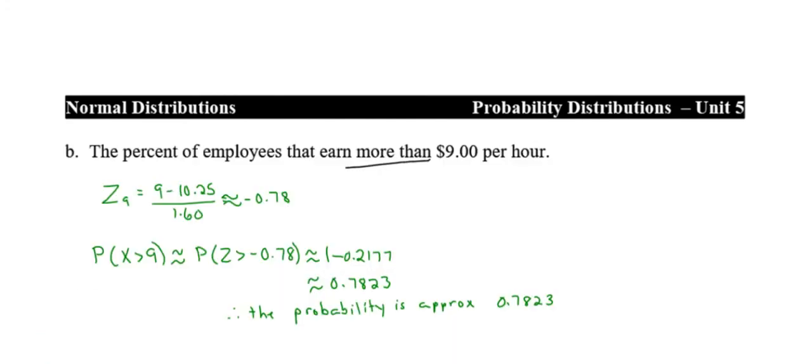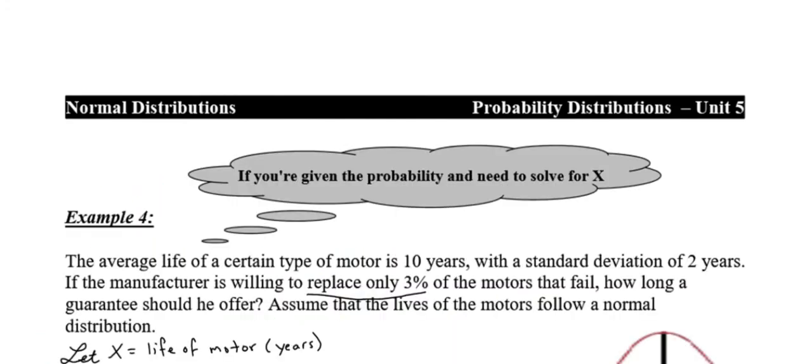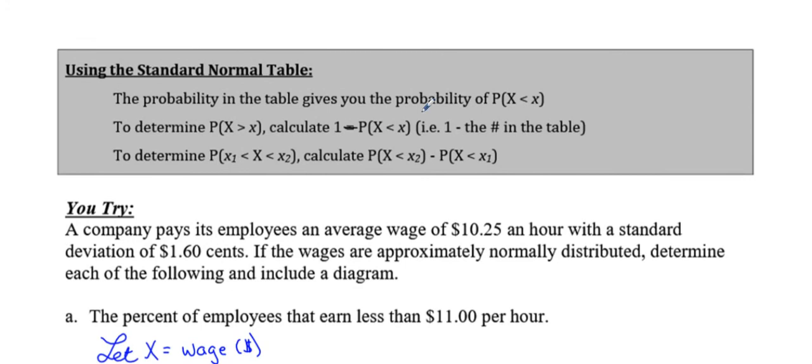So that is normal distributions. What you want to remember is the 3 things that you have to do here, plus the example where you have to work backwards.